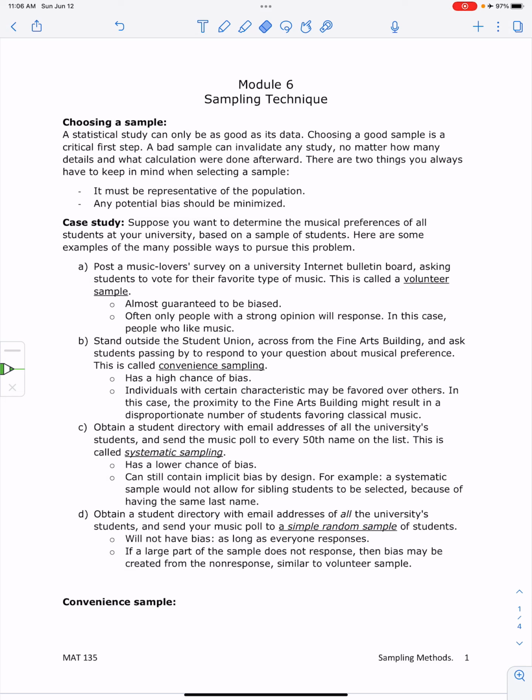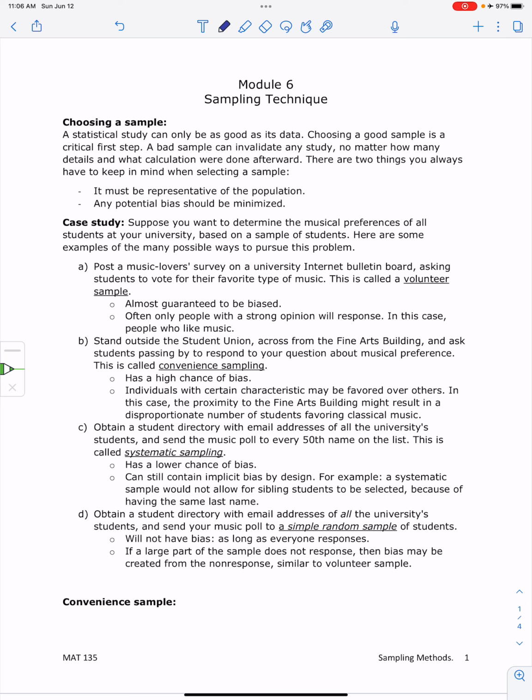These are the Mod 6 notes, sampling technique. You will notice a lot of definitions on this front page. I am definitely not going to read those to you. Please feel free at this time to pause this recording. Make sure you read through this and then come back so we can fill in some of the important information for you.